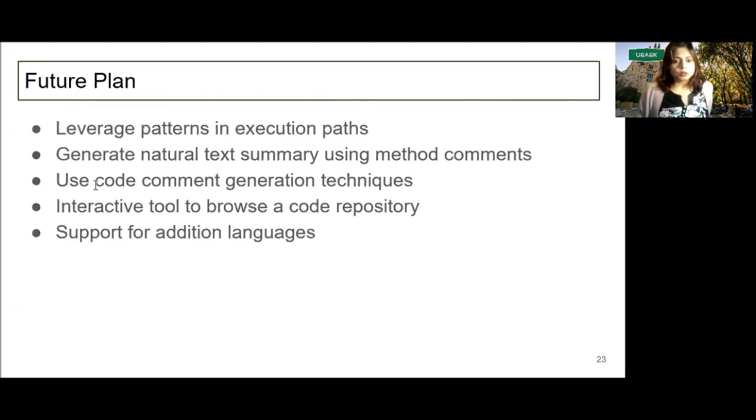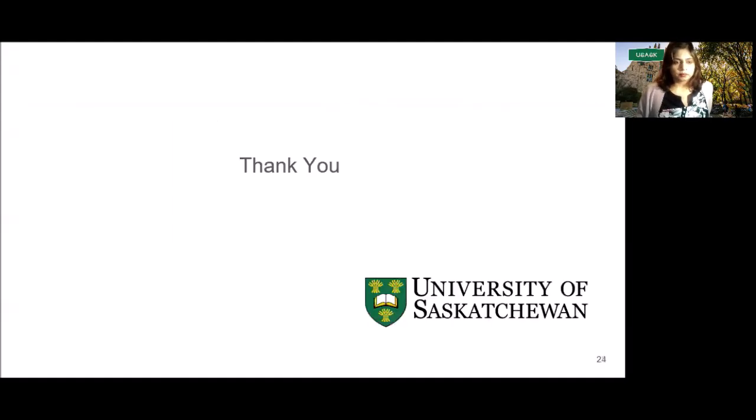In future, we want to leverage patterns in execution paths. We want to generate a natural text summary using method comments to give more description for the node names. We want to use code comment generation techniques for that. We want to develop an interactive tool to browse a code repository. And we want to support more languages like Java for generating concept clusters. Thank you.